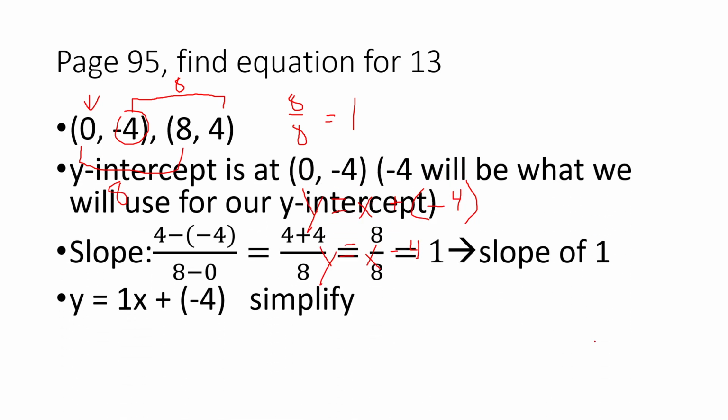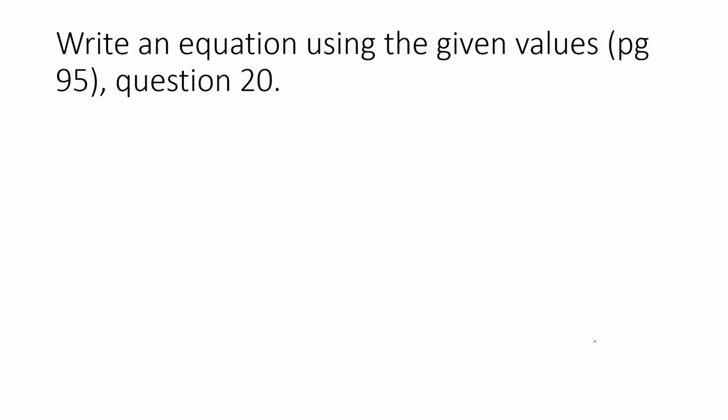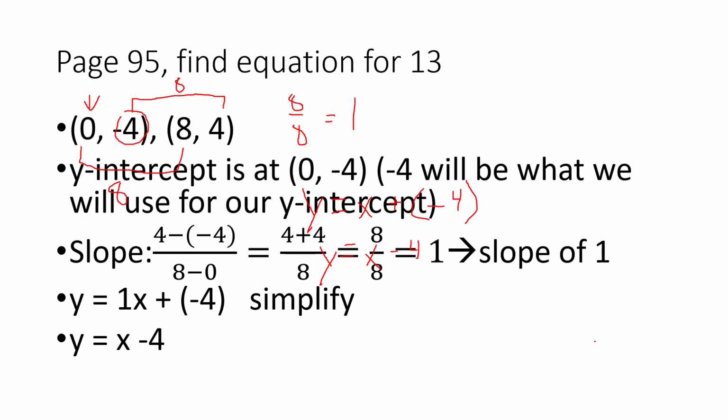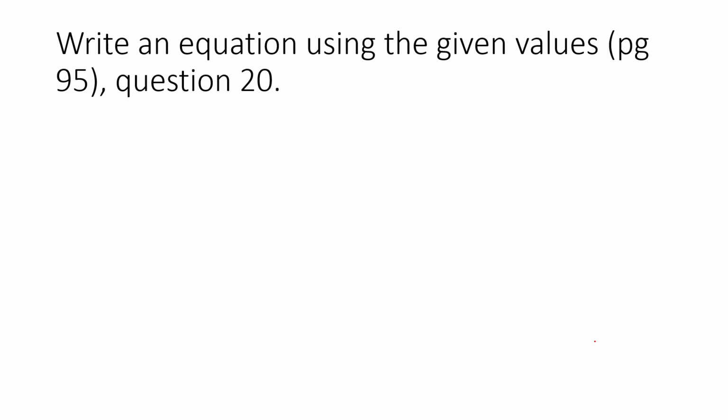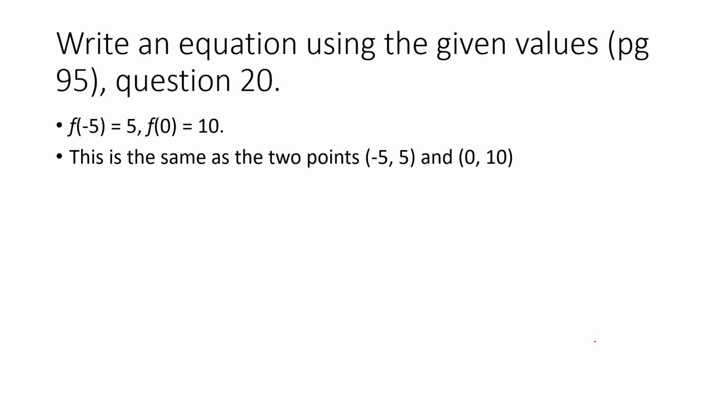Okay. And then this next section is going to be very similar to what we just did here in question 13. We're going to jump to question 20, and question 20 uses function notation, right? It uses that f of x type stuff, which looks really weird. And so here we are told we have f of -5 equals 5 and f of 0 equals 10. Now that might look a little scary at first, but that's really just 2 points we've been given. We've been given the points at -5, 5, and 0, 10.